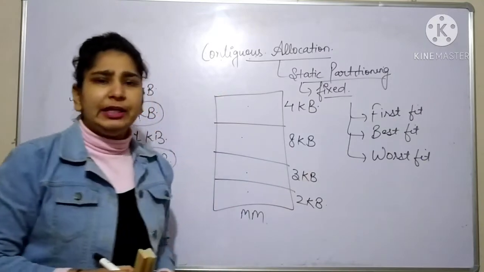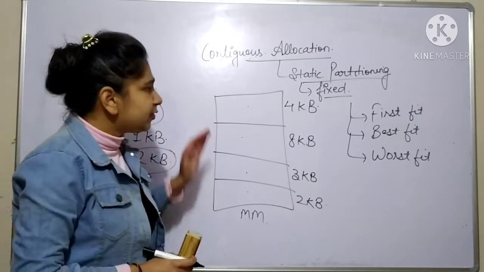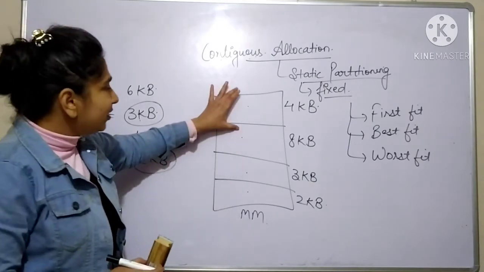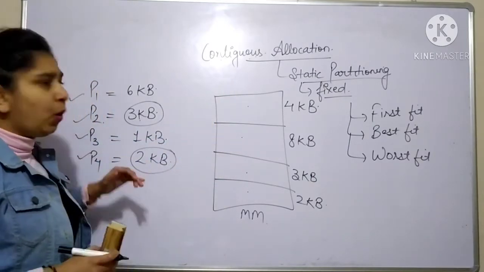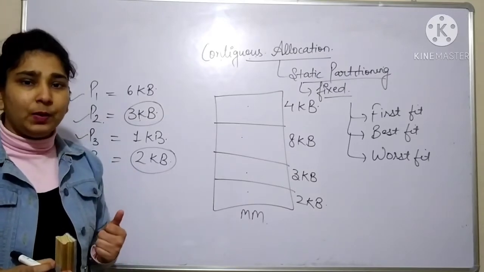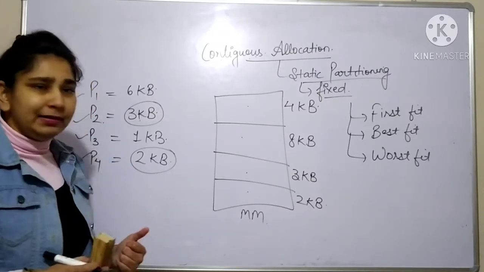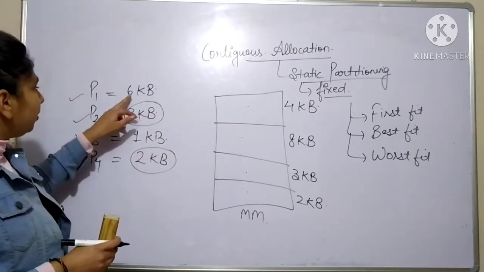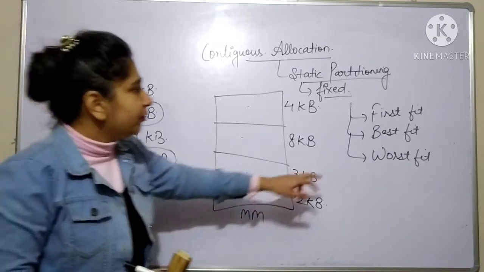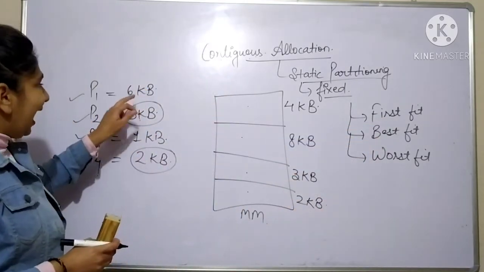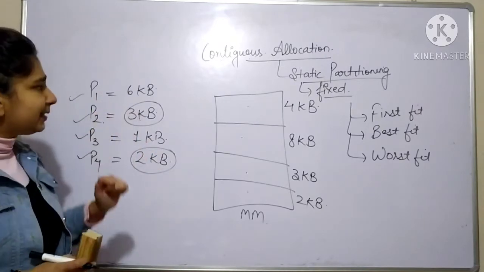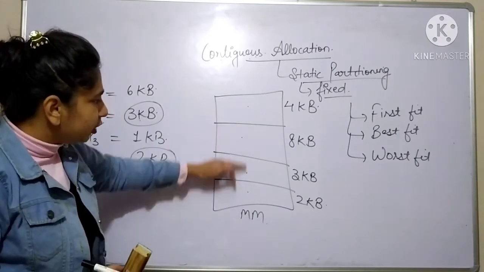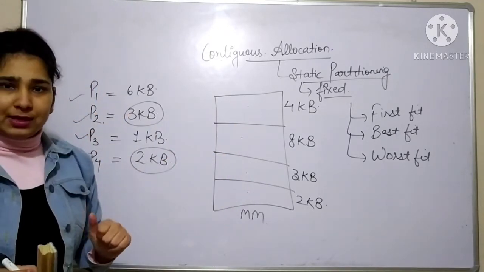What is the meaning of first fit? First fit means which is the first partition to hold your process. If I use the first fit algorithm, I have a process P1 of 6 KB. So which is the first partition to keep a 6 KB process?